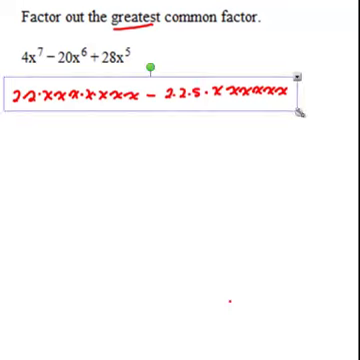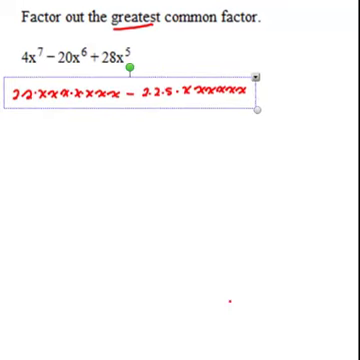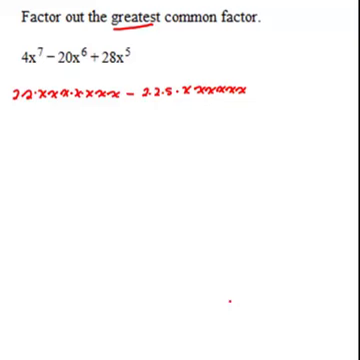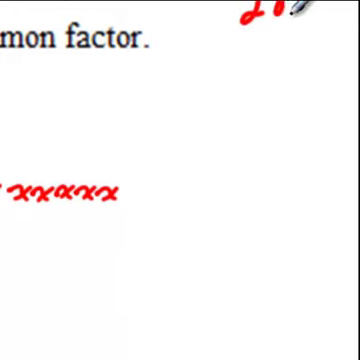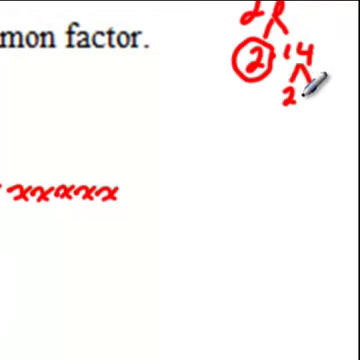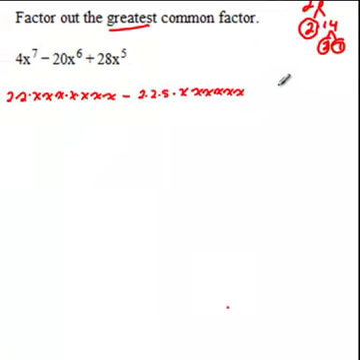Because I'm running out of room, I'm going to make this a little bit smaller. Hope you can still read that. And then we'll go ahead and prime factor 28. 28 is 2 times 14. 2 is prime, 14 is not. 14 is 2 times 7. 2 is prime and 7 is prime. So 28x to the 5th can be written as 2 times 2 times 7 times x to the 5th. 1, 2, 3, 4, 5 x's.